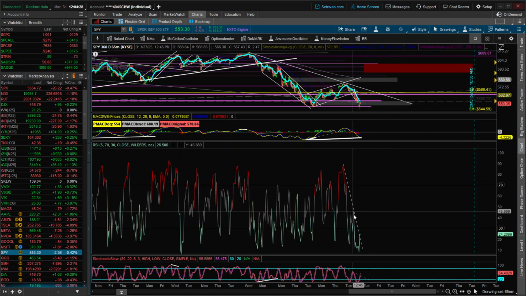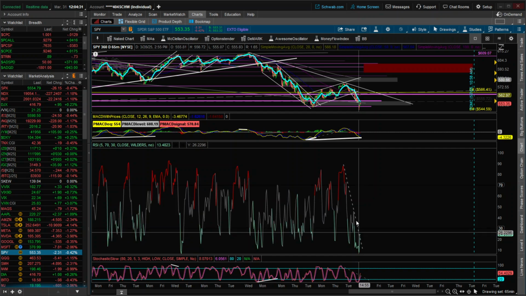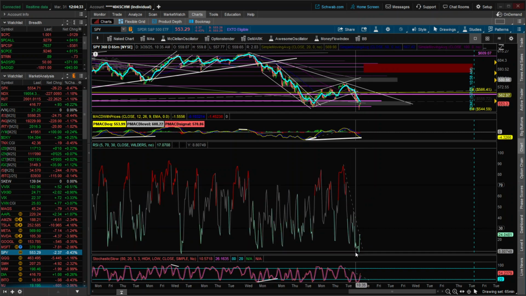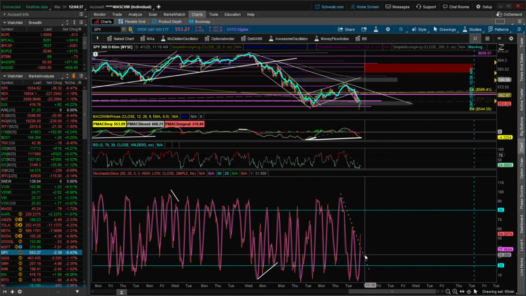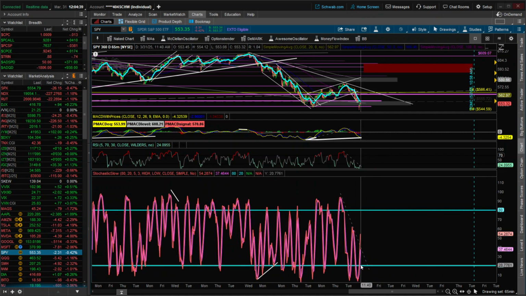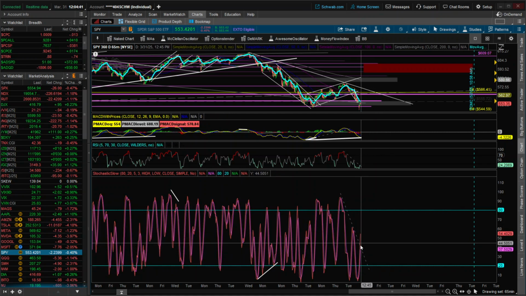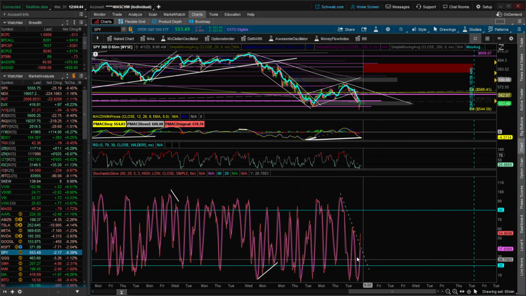Now we have this downtrend here. We're looking for a breakout from the RSI, which is in oversold conditions. And same thing with the slow stoch. We're getting this early buy signal at this point, and breaking out from that downtrend line there.